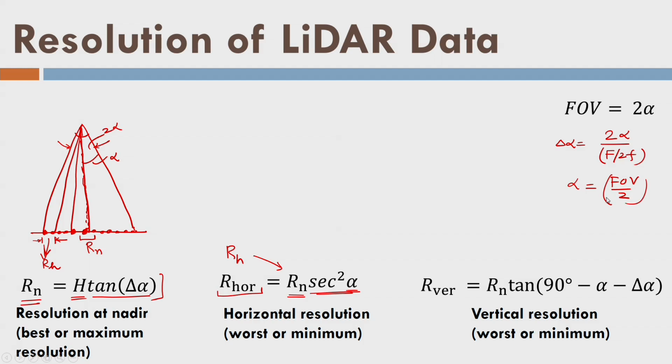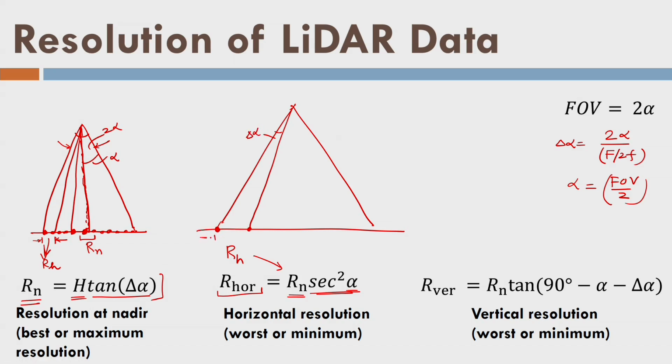Now what about the vertical resolution? We have determined that there is a horizontal resolution here for the given Δα, and so we have higher spacing here. So it is my worst-case resolution, or what we call R horizontal. Now for the same Δα, near nadir I have points with very high resolution. So this is my Rn at nadir.